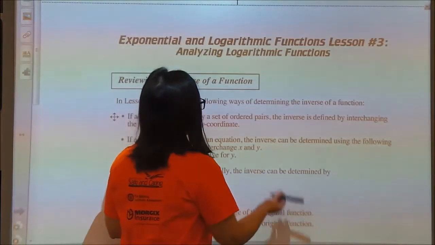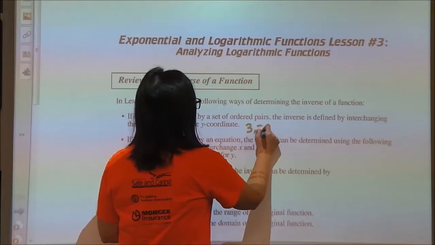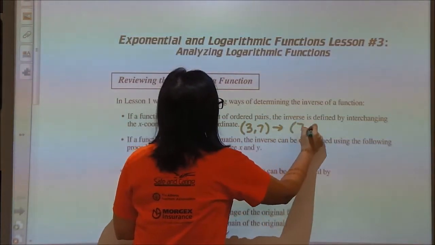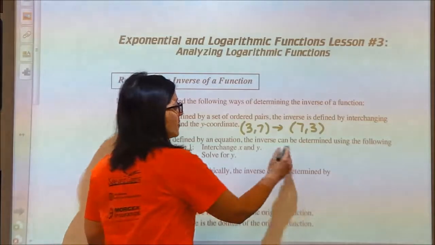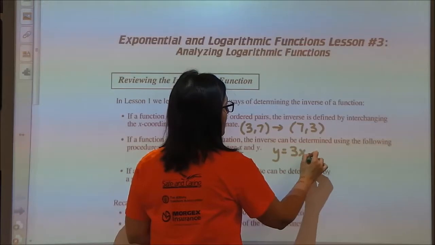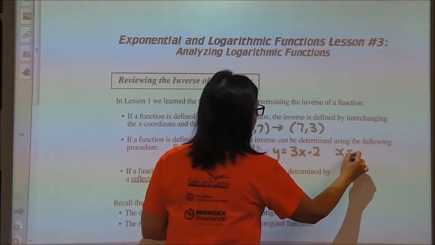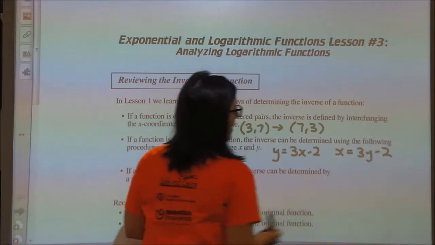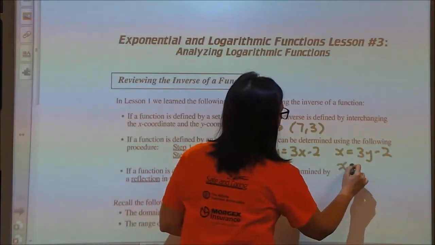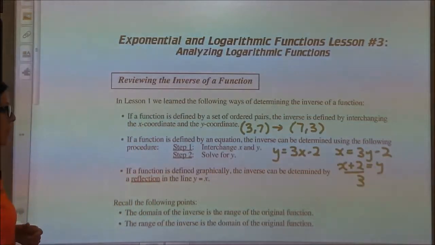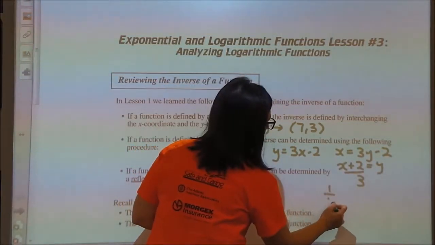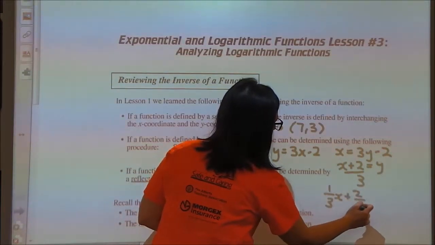So if I had a coordinate that was (3, 7), the inverse would become (7, 3). If I have an equation, the inverse could be determined by interchanging x and y and solving for y. So if I had y equals 3x minus 2, I would interchange it and get x equals 3y minus 2, and then I would solve for y. So I would add 2 to each side and then divide by 3. This I could rewrite as 1/3 x plus 2/3 equals y.